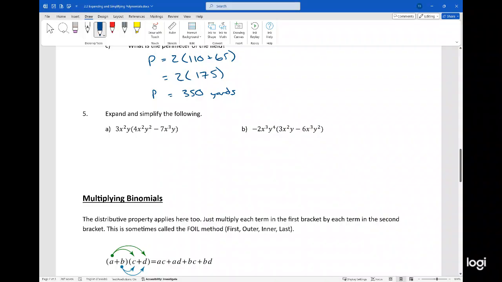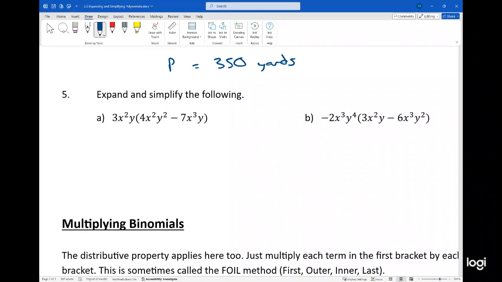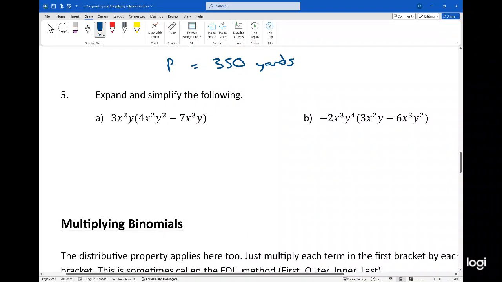Expand and simplify the following. Now these look a little bit messier. I'm actually going to make them a little bit bigger on the screen just so they're easier to see. But they still follow the same rule. We multiply that times that and that times that.